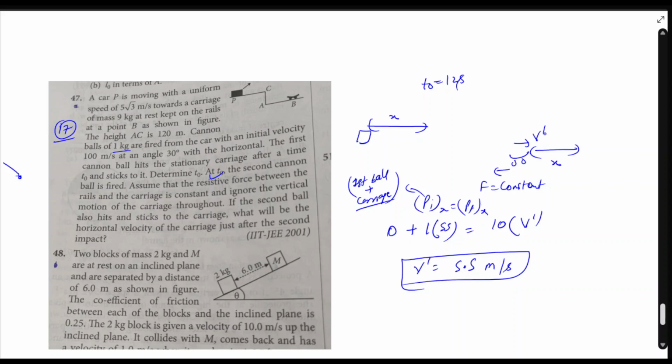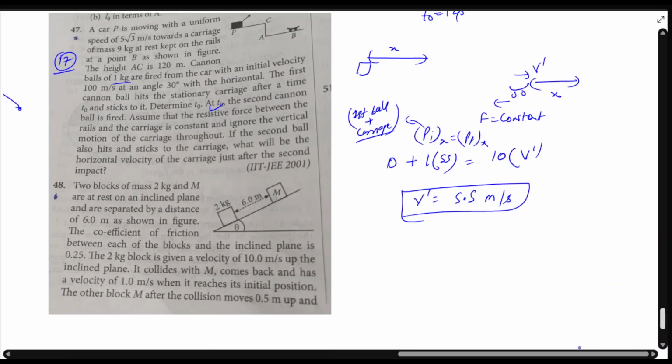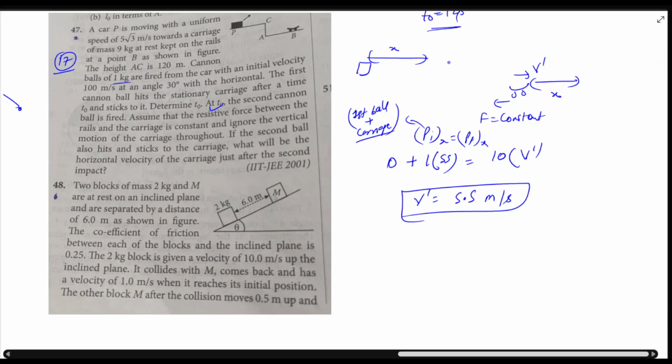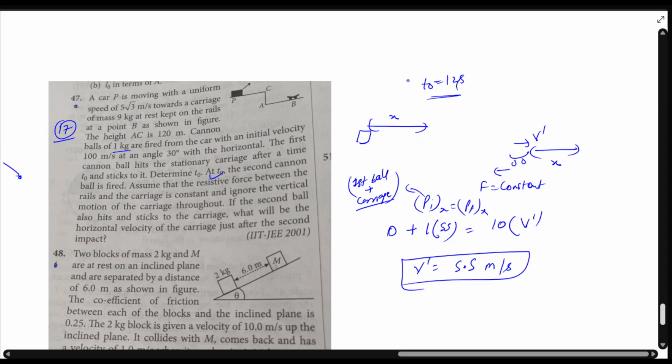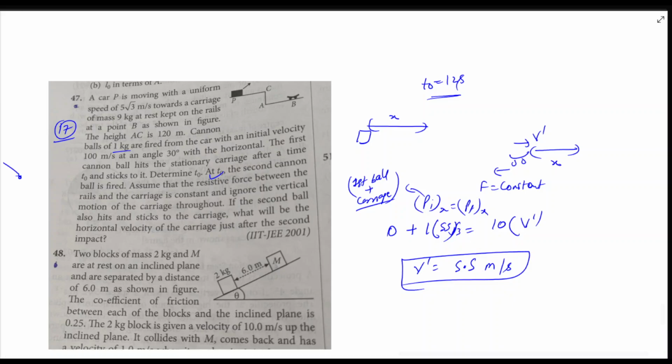Okay. Now this velocity is decreasing, of course. Yes, this velocity is decreasing, right? And during this time, 12 seconds, it must have moved by this same distance, right? Then only that ball will hit the carriage, right? So this was 55 root 3. So it will be 5.5 root 3, right? Meter per second. So are you getting me?